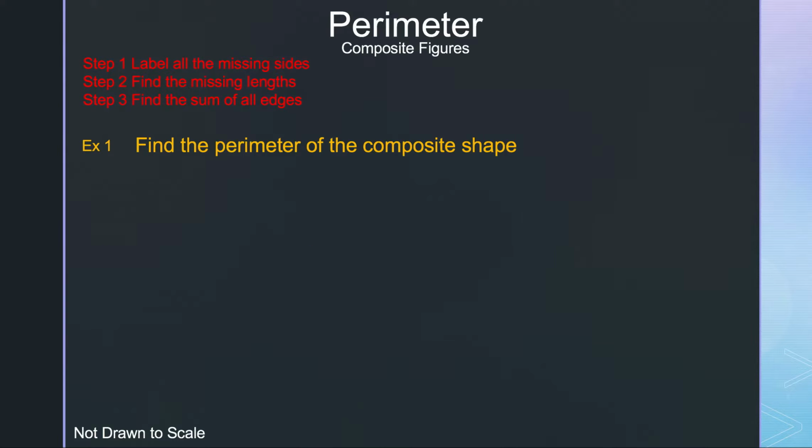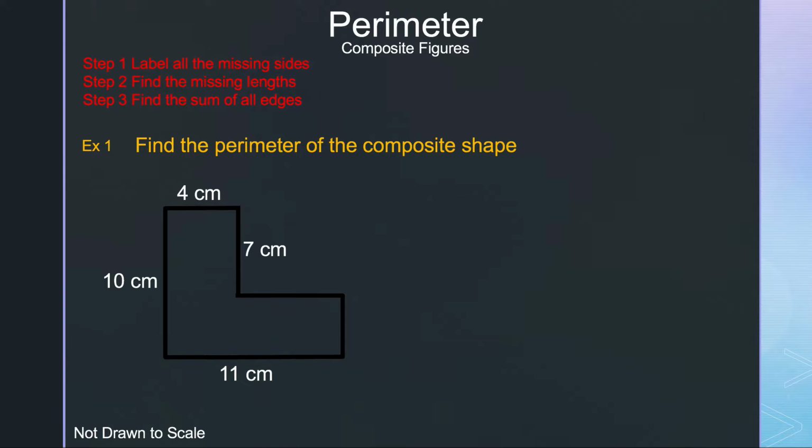So let's take a look at the steps in order to find the perimeter of a composite figure. Step 1, label all the missing sides. Step 2, find the missing lengths. Step 3, find the sum of all edges. So let's take a look at the first example by reading the question. Find the perimeter of the composite shape.